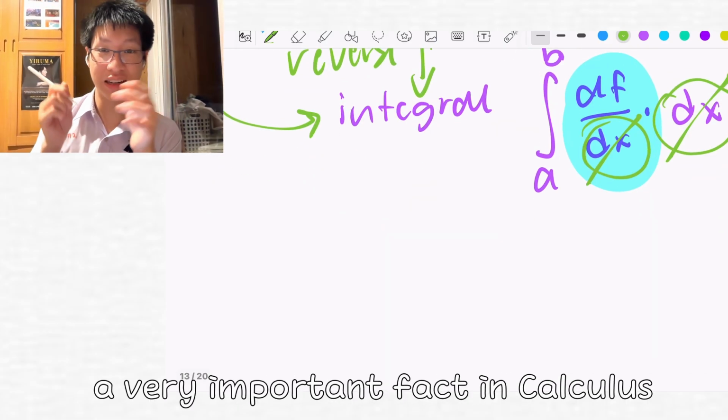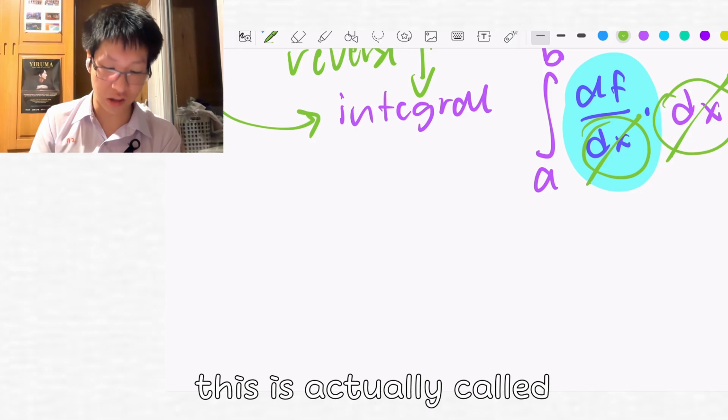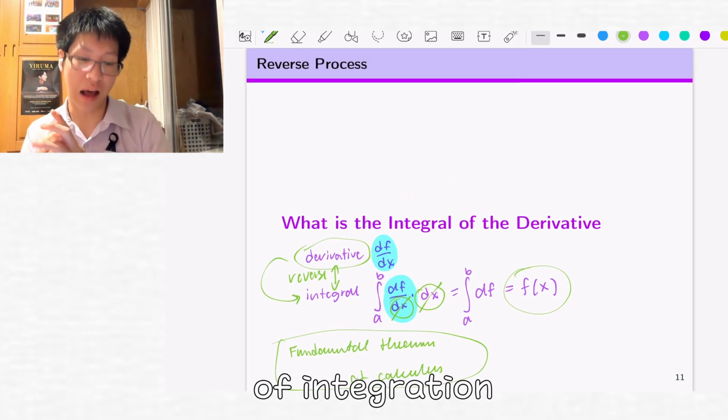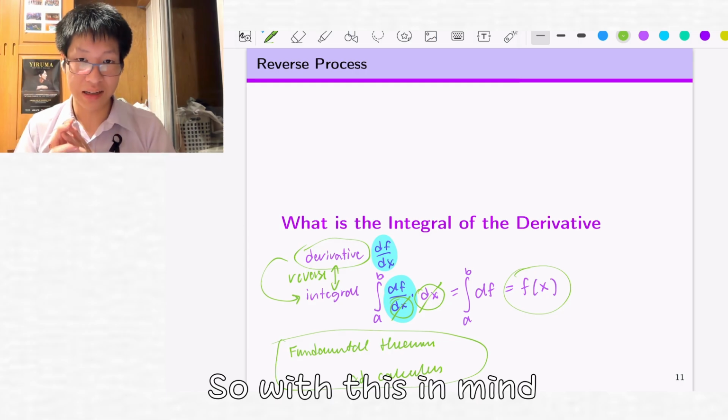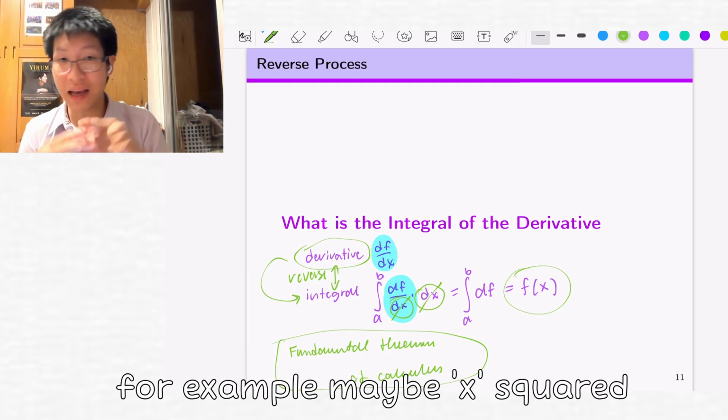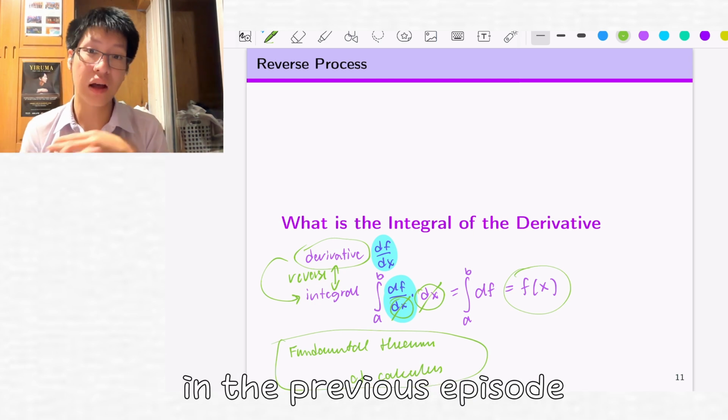And this is actually a very important fact in calculus. This is called the fundamental theorem of calculus, and it says that the derivative is the reverse of integration. With this in mind, we can now compute the integrals of basic functions, for example x squared that we worked with in the previous episode.